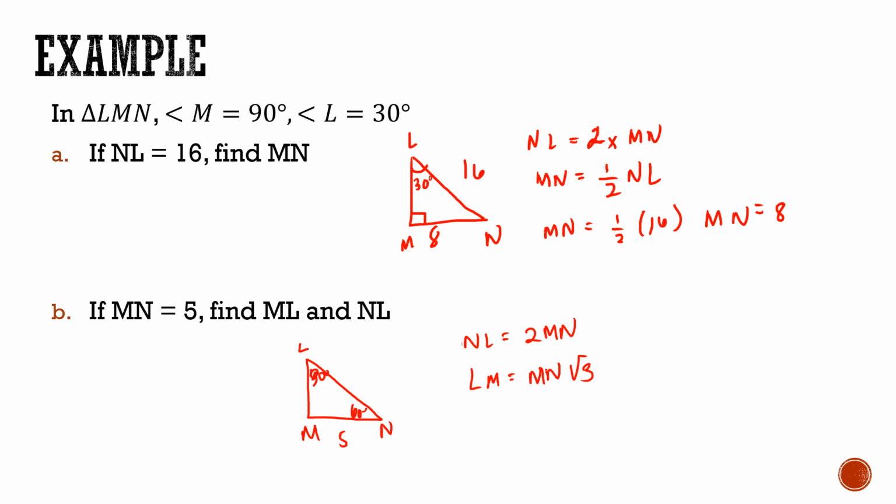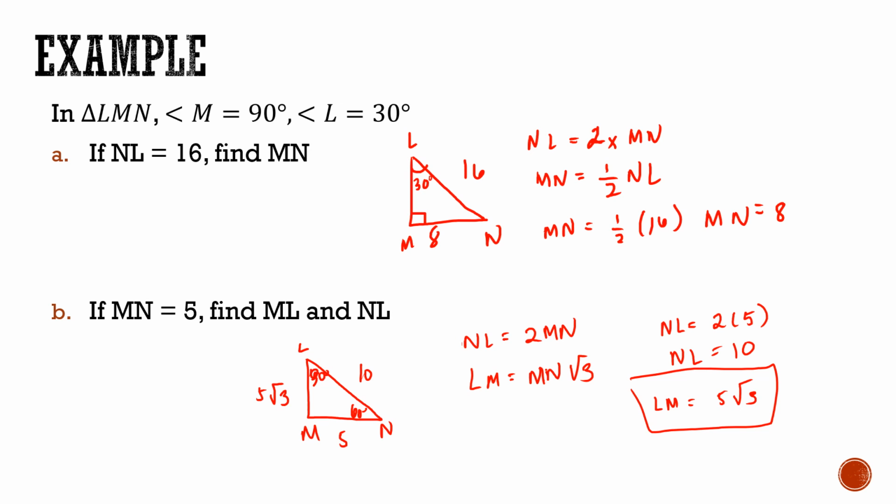So let's get first your hypotenuse, which is NL. NL is equal to 2 times MN, which is 5. So NL is equal to 10. So the hypotenuse is equal to 10. And to get the longer leg, LM is equal to 5 times square root of 3. So this is 5 square root of 3.